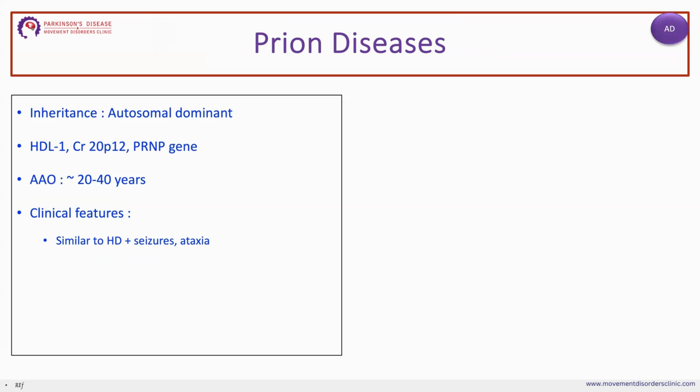Sometimes even genetic prion diseases can present in the form of Huntington disease, because they are all autosomal dominant. HDL1 is linked to chromosome 20, linked to the PRNP gene. Common age of onset is around 20 to 40 years. It has similar clinical features to HD along with seizures and ataxic features.